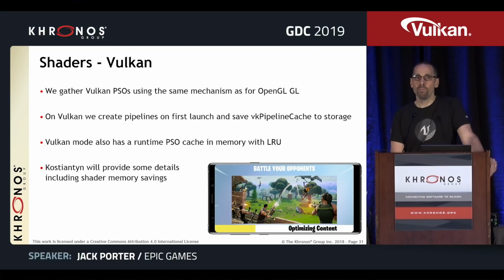So we have the same kind of issue on Vulkan. Kostiantyn is going to talk a little bit about the large memory savings that we've been able to make for shader handling on Vulkan. We gather PSOs exactly the same way we do for GL ES, and we create a pipeline cache at startup instead of shader binaries. We also have a runtime LRU.